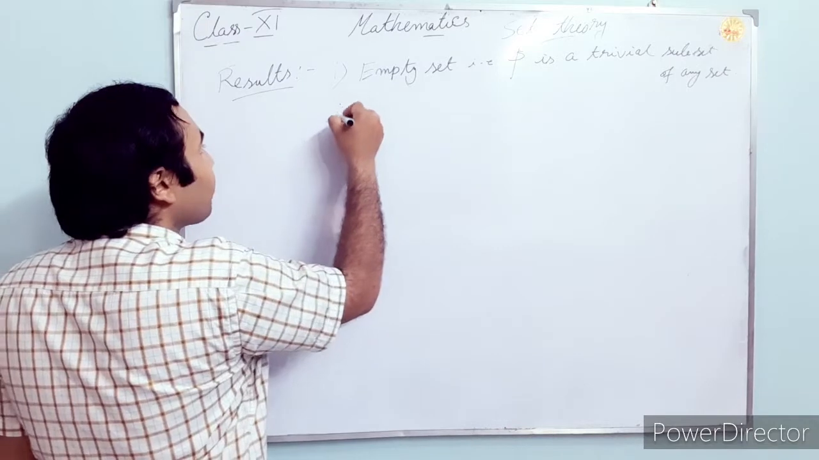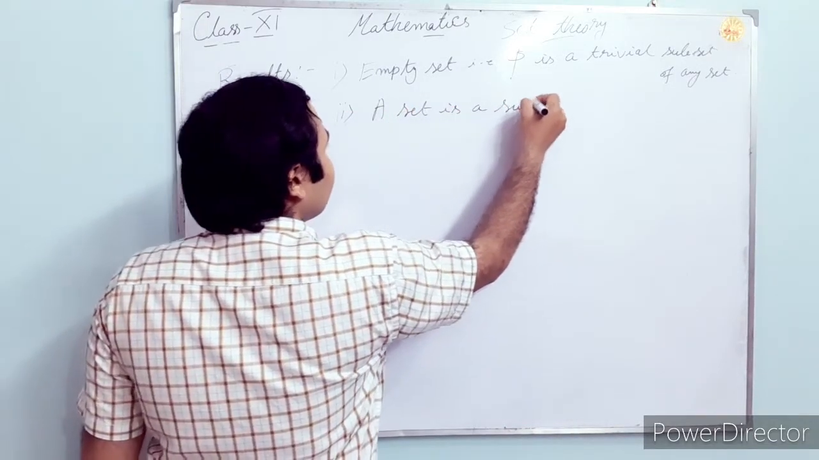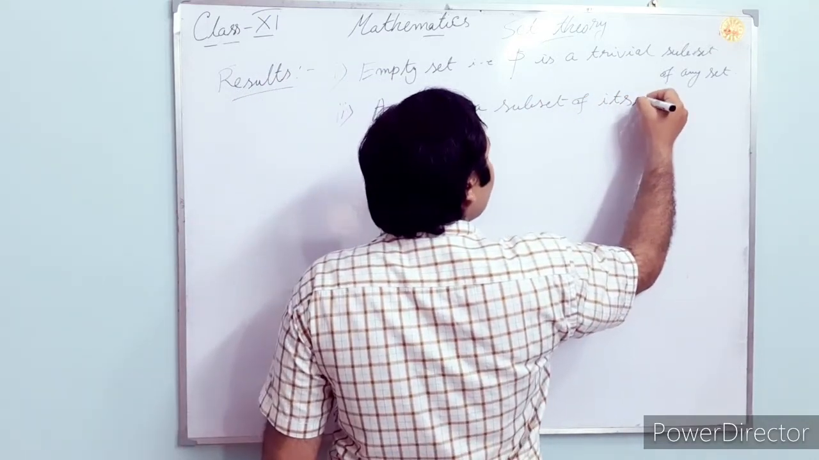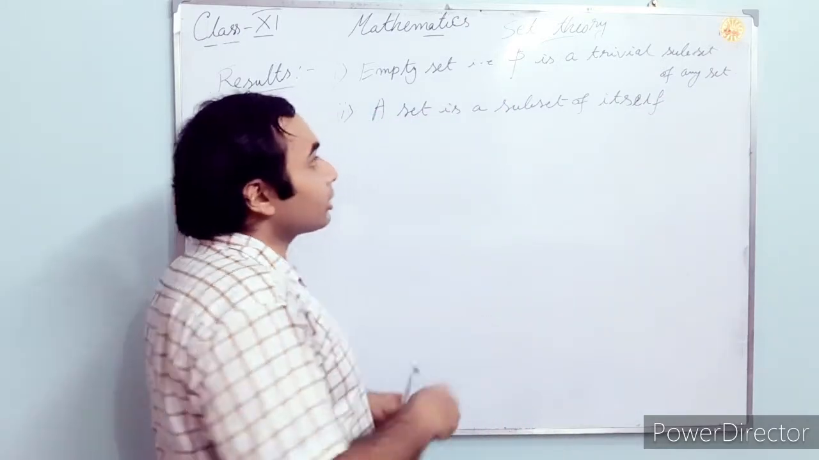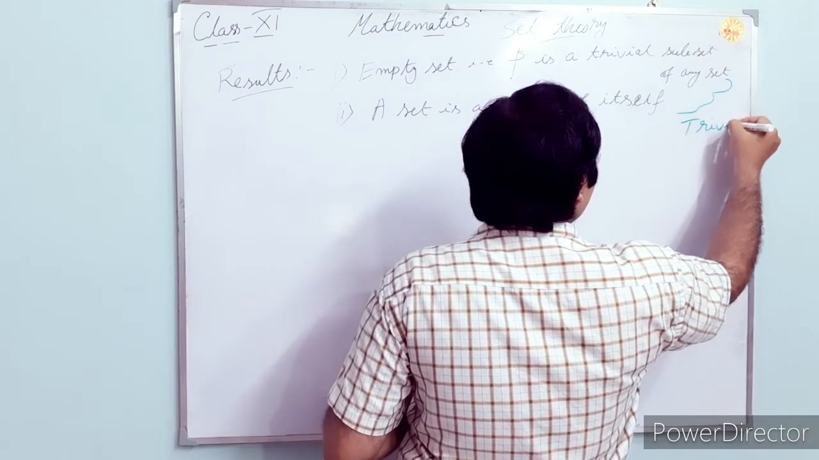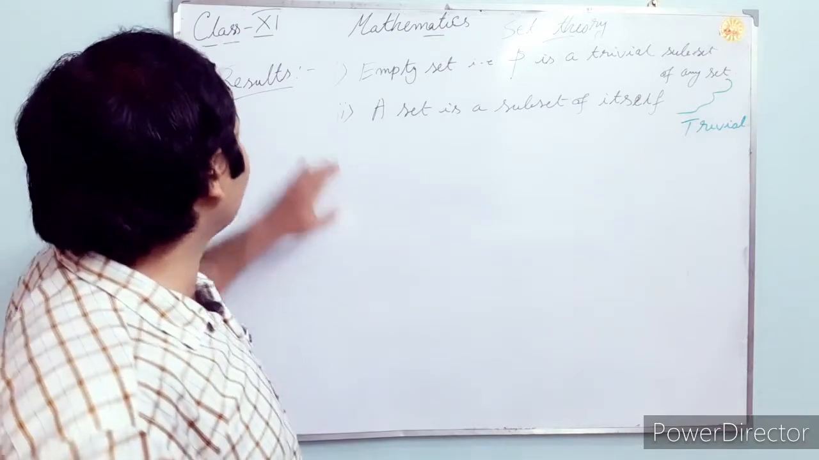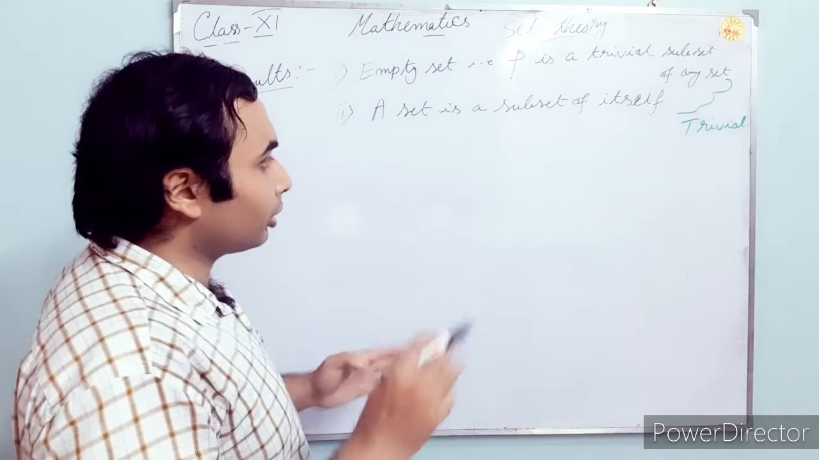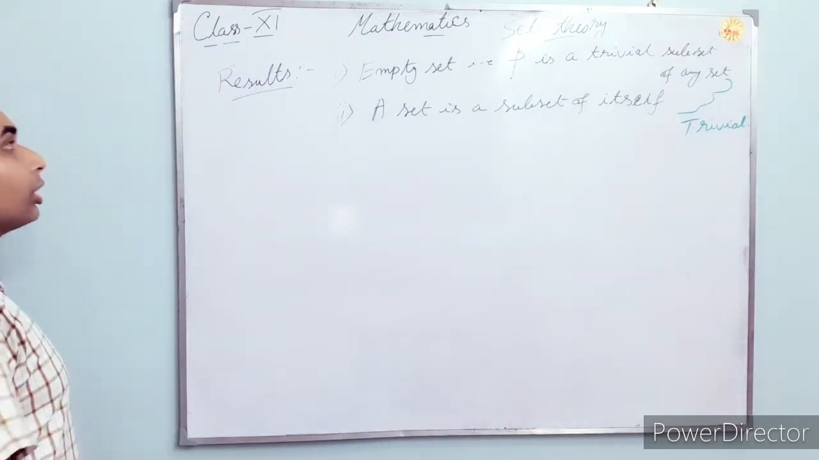I am writing here, a set is a subset of itself. Those two are the trivial subsets. That is, always those will hold. So those are two results of subsets. Actually other things are there in the operations of subsets, then we will see those.